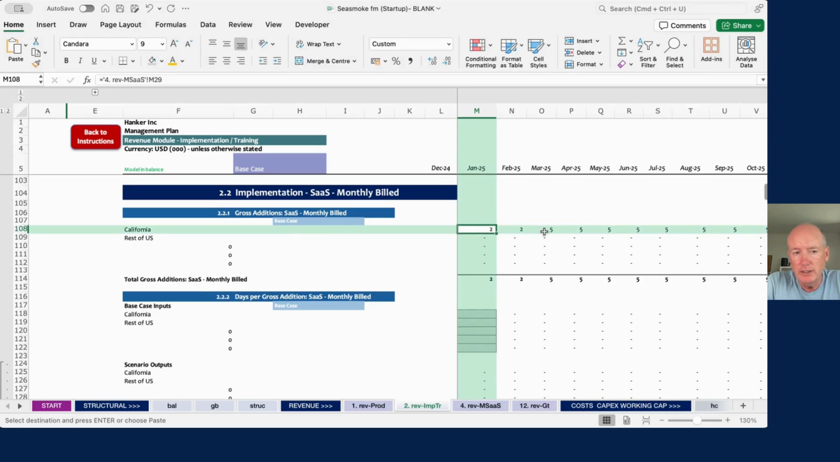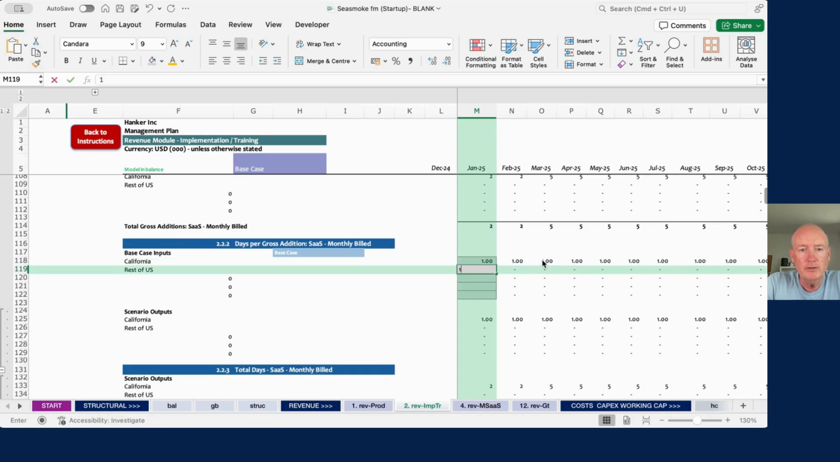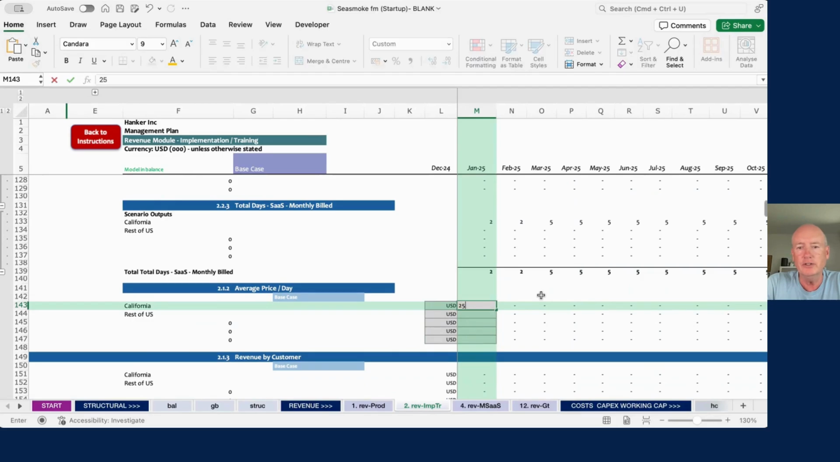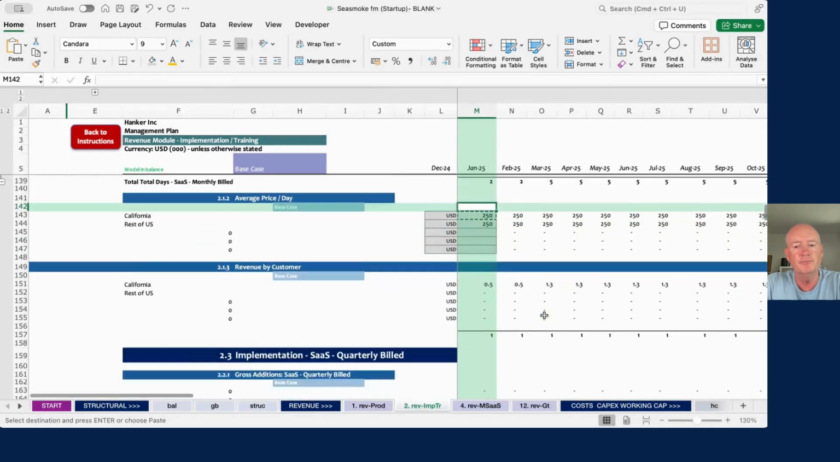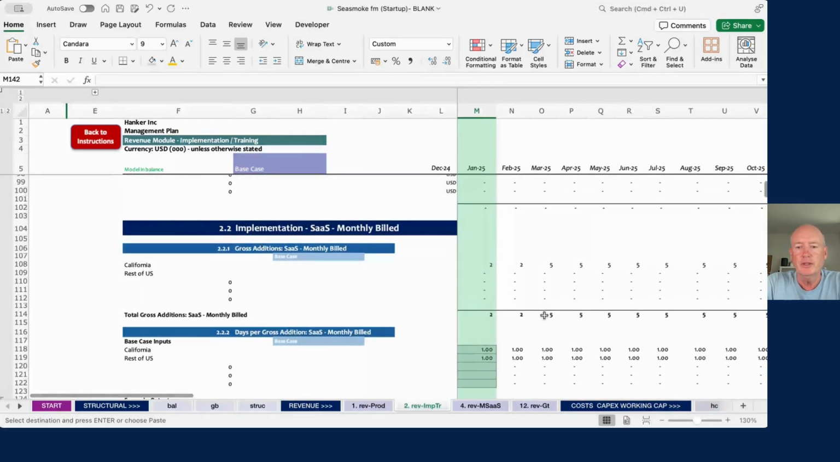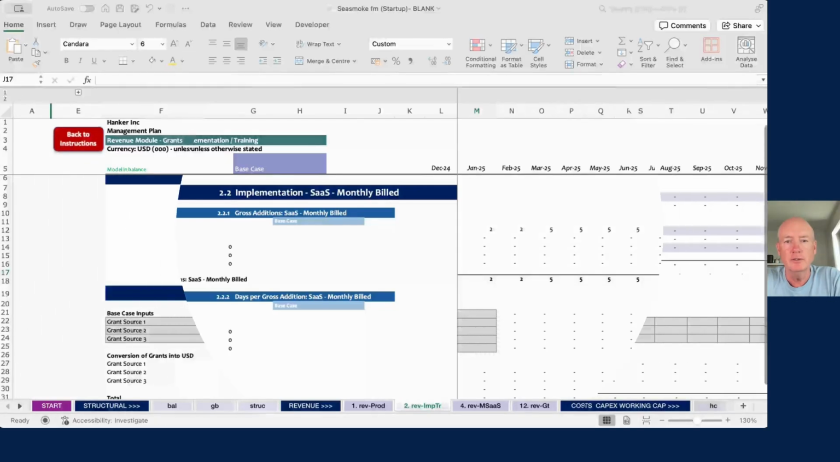You can see here are the numbers of additions that we added. So for each one, what we're saying is that it's a 1, so it's 1 day for each person, and they're going to be charged $250 each. And that's it. There's nothing more complicated than that. Let's move on to the last revenue item.